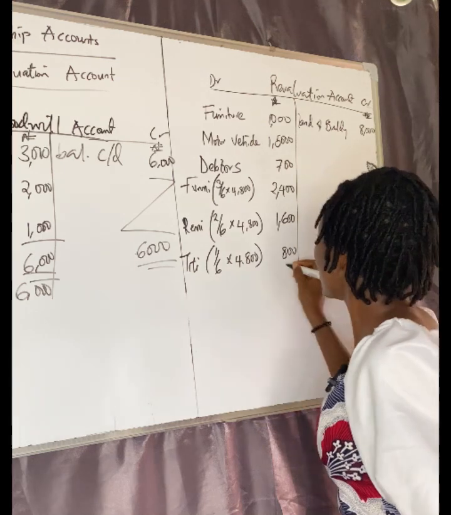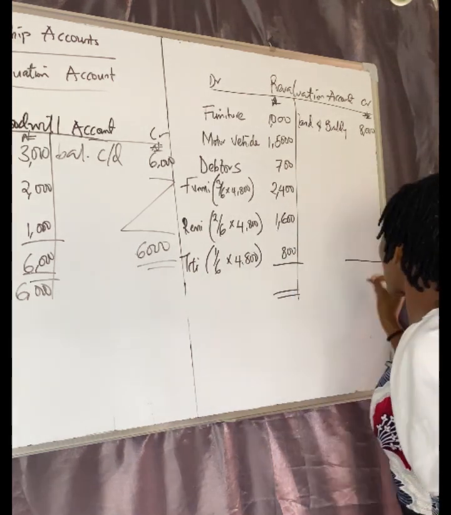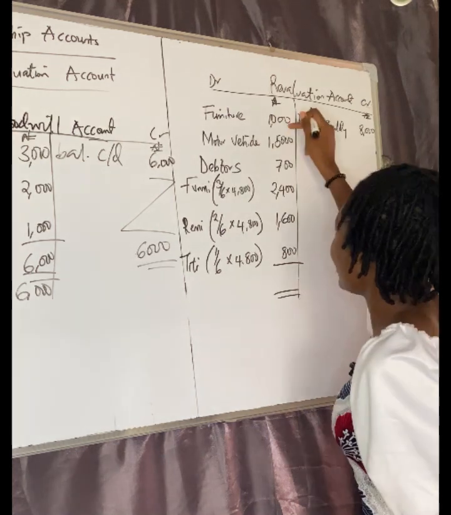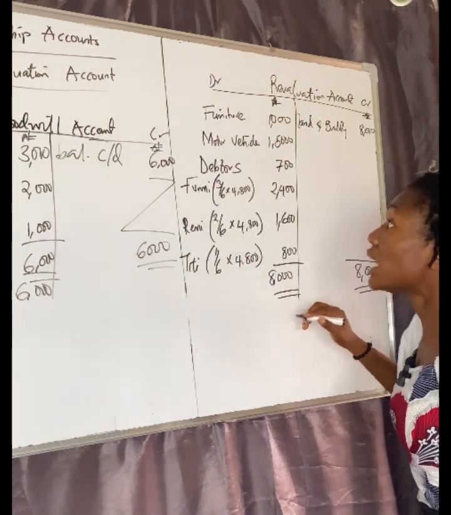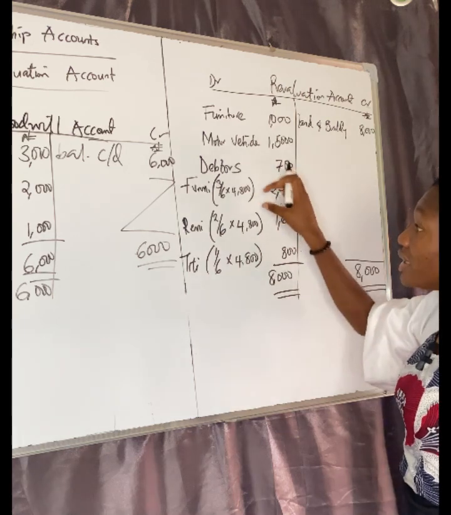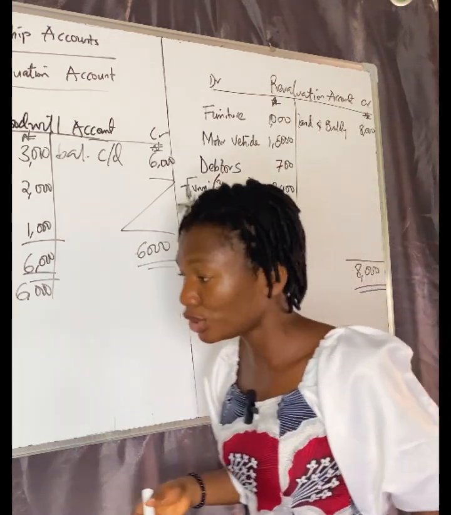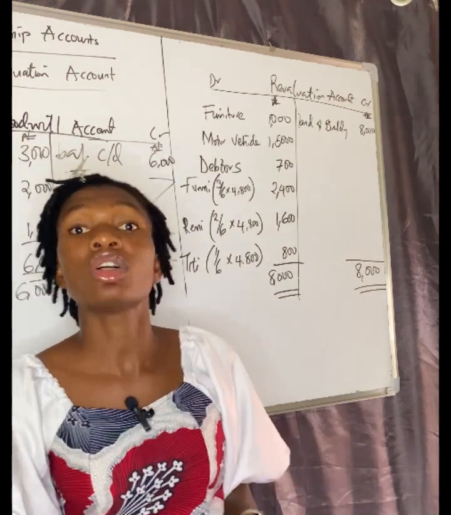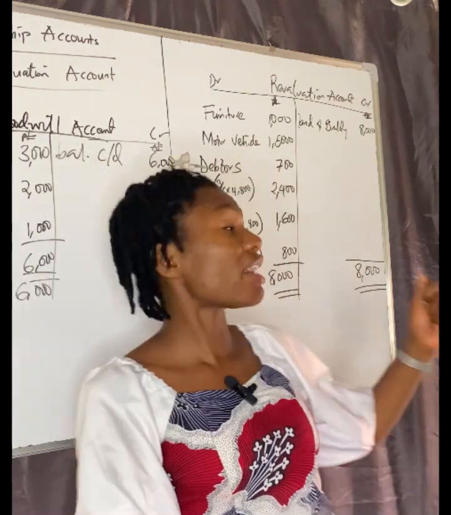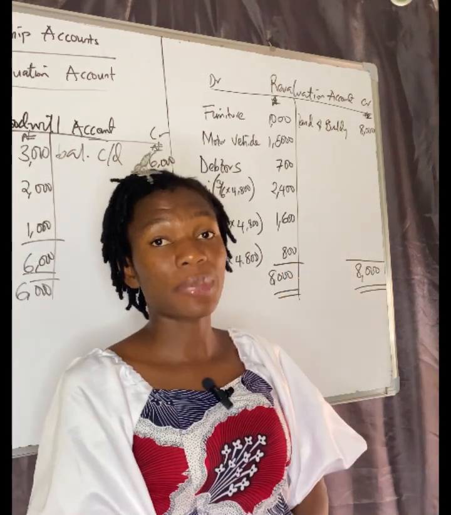So this means we have balanced our revaluation account. When we add both sides, we should be arriving at the same value of what? 8,000 naira, which means we have balanced our account. That also means we are going to be transferring this balance to our capital account in the agreed profit sharing ratio. So now we are having two items to transfer to capital account, which is goodwill, and then we also have revaluation.